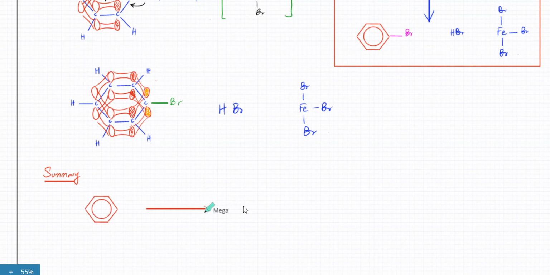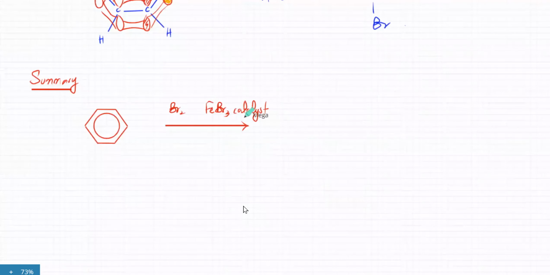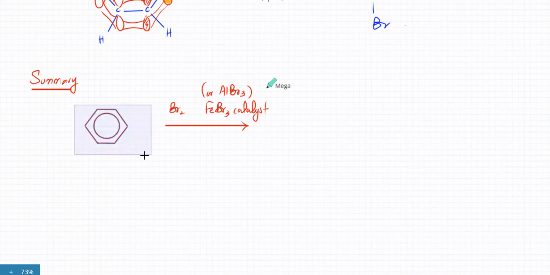Here's your benzene. What are the conditions? There are two conditions. This can happen with Br2, and you can have FeBr3 as a catalyst. Or you can also have AlBr3 as a catalyst as well. Don't get confused if they write AlBr3, because that's also a catalyst. So with Br2, substitution will happen.